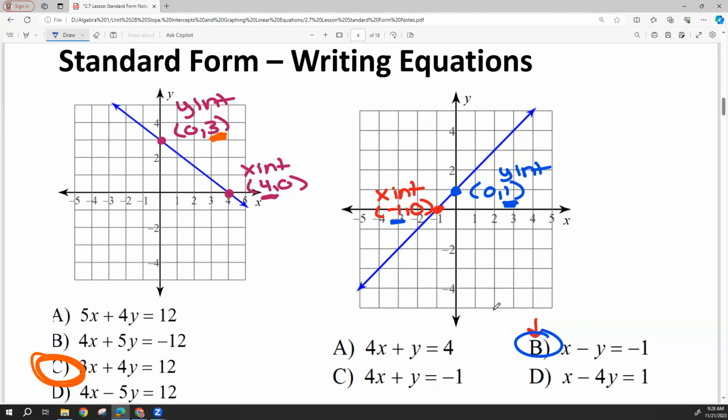Again, you could graph all 4 of these and see which one matched, but this is a strategy for using the intercepts to find out the equation of a line in standard form if maybe you don't want to use your calculator.